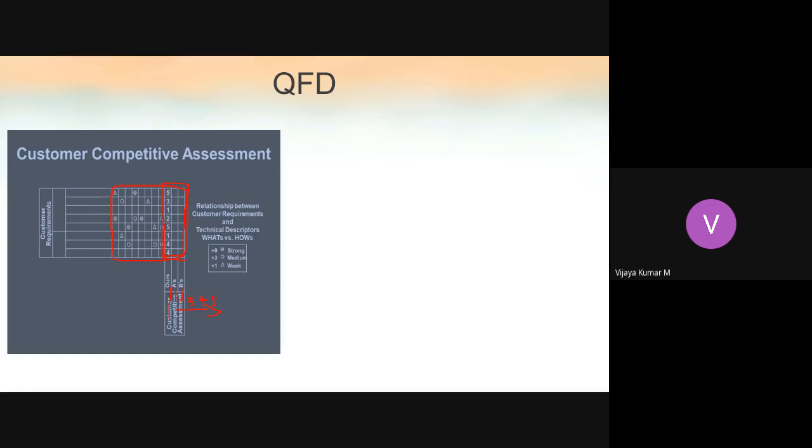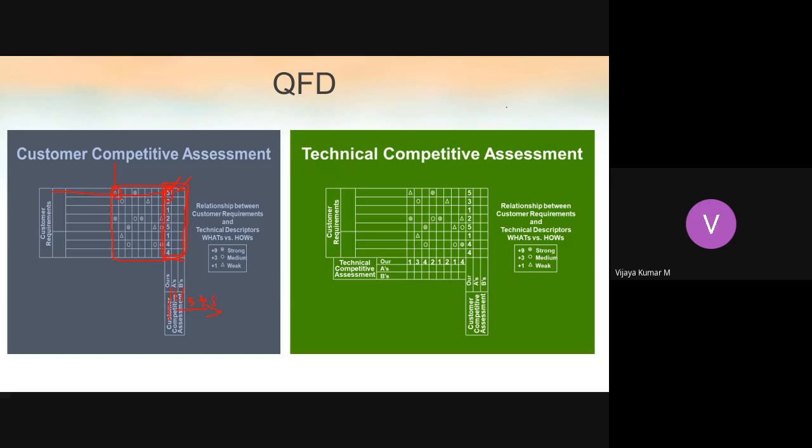And you can compare your values with the other companies' values, so that you can understand which stage you are at for the particular product and the particular technical descriptor. If anything you need to change, you can change accordingly. If it is better than these, then where you are actually doing wrong. In that way, you can do the assessment. For that, the customer competitive assessment is required. And then you will do another one called technical competitive assessment.